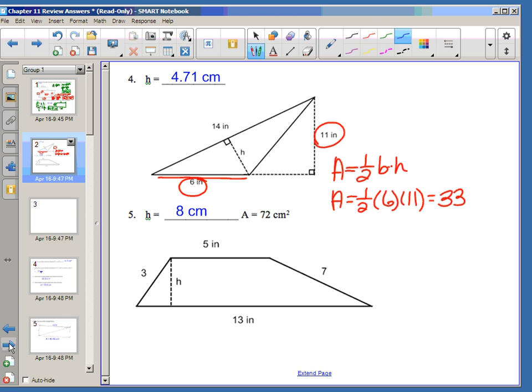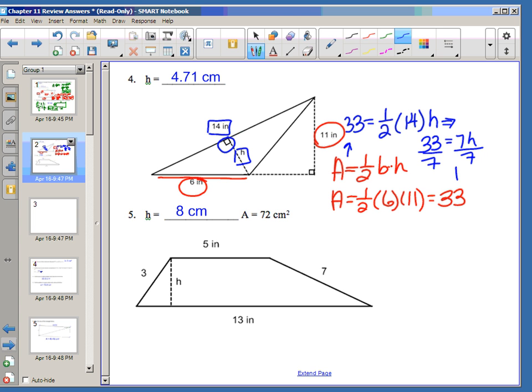Well, I look at 14 and h, and that's a base and a height too because it meets at a perpendicular. So now I'm going to go back to my area formula. I know it's 33. And I don't know what the height is, but I do know the base is 14. So I get 33 equals 1/2 times 14 times h. Well, then that gives me 33 equals 7h. Divide by 7. My height must be 4.71.